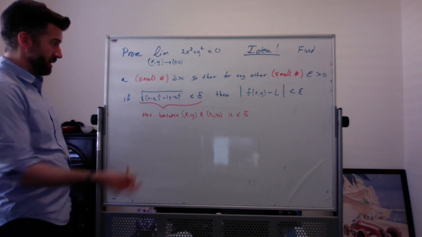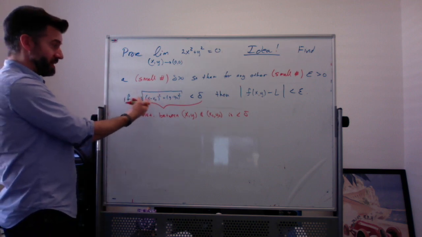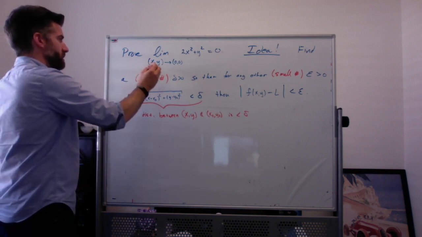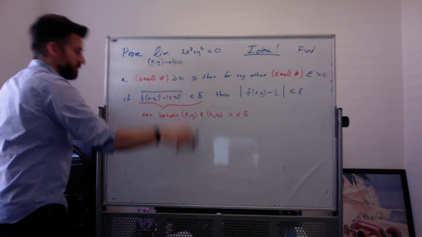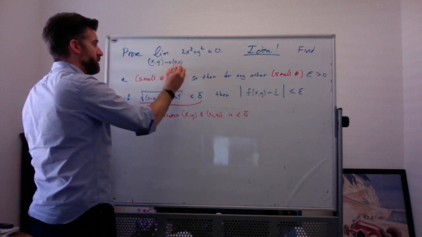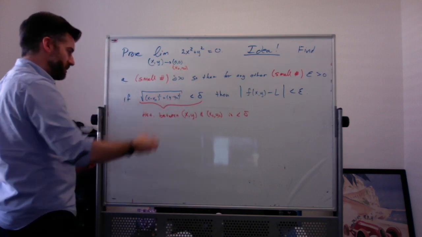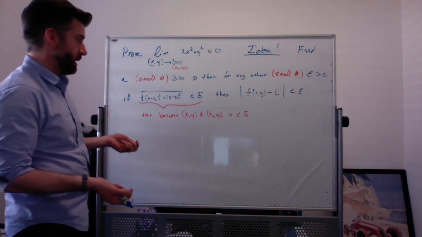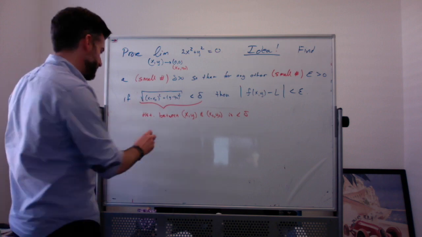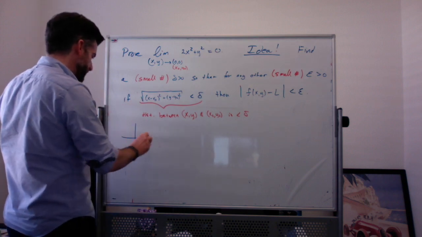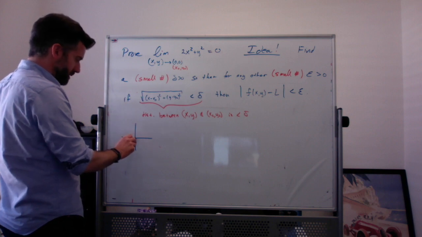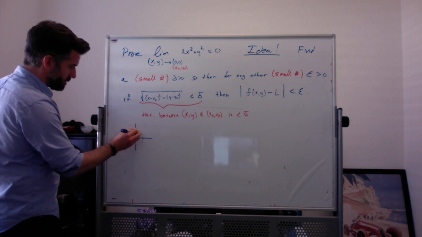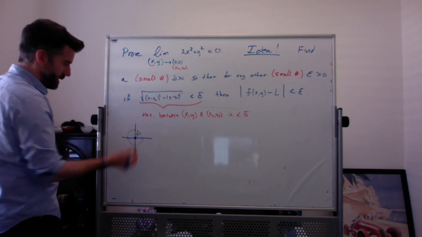Right, that's all we're saying, because this is the distance formula for the distance between (x, y) and (x naught, y naught). And in this problem, (0, 0) is our (x naught, y naught). So what we're really saying is that the distance between any point (x, y) and the point (0, 0) has to be less than delta, meaning if you think about it graphically, if (x naught, y naught) is (0, 0), we have to be within a circle of radius delta.